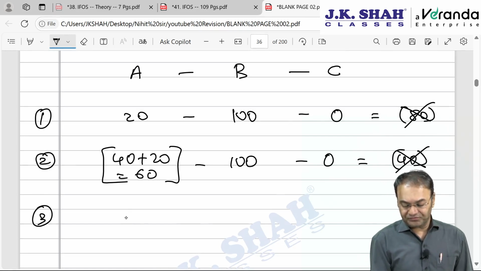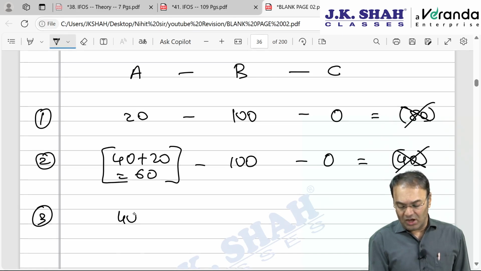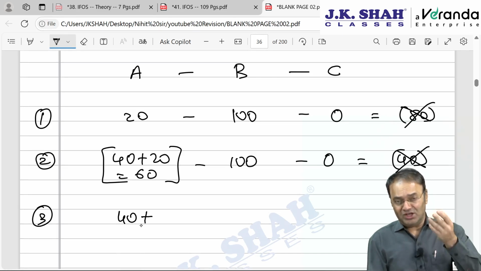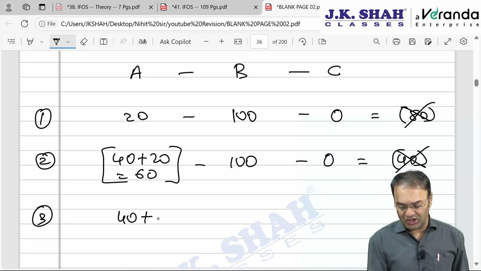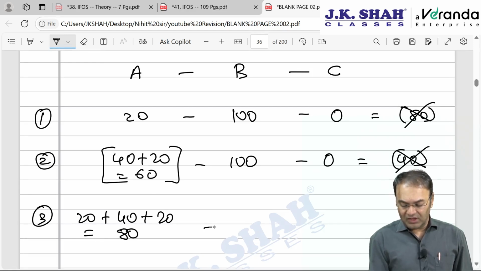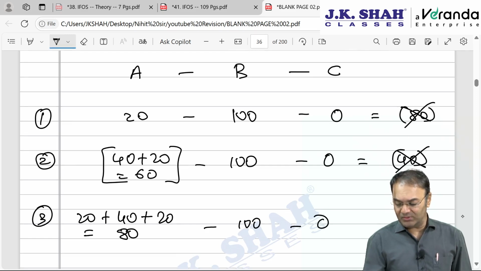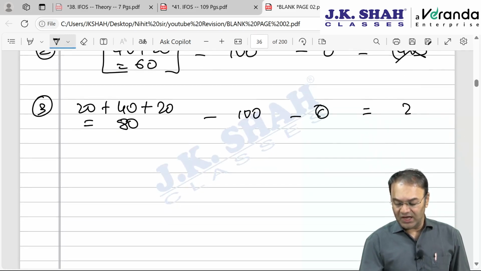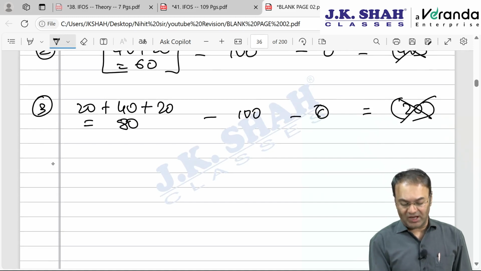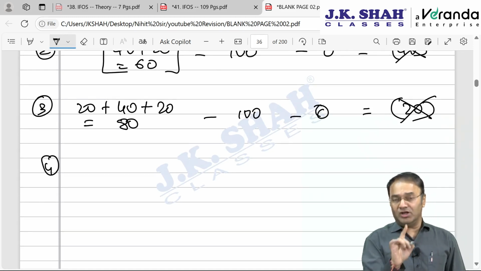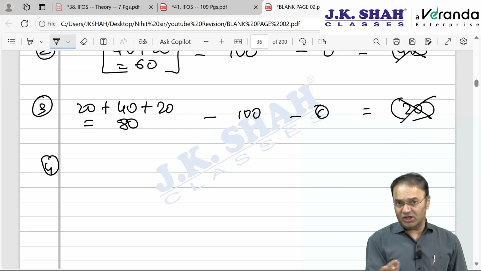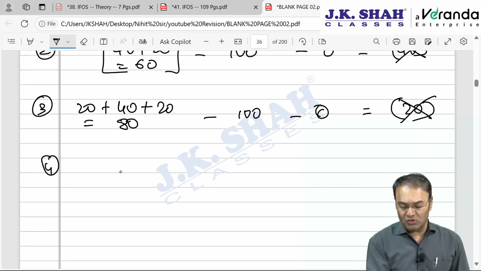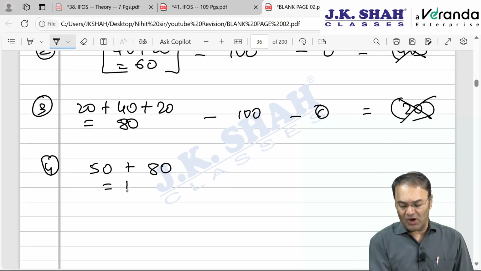Third possibility, again I paid you 20. The amount paid by me to you or to the next person is 40 plus 20 plus furthermore 20. Total amount paid is 80. 80 minus 100 received by me minus nothing has been taxed. Still the answer is negative 20. Make it 0. Nothing will be taxable. Fourth possibility, up till now I have already paid you 80. Therefore nothing was taxed in your hand. Now I am paying you 50 rupees more. So now 50 plus earlier 80, total I have paid you 130.